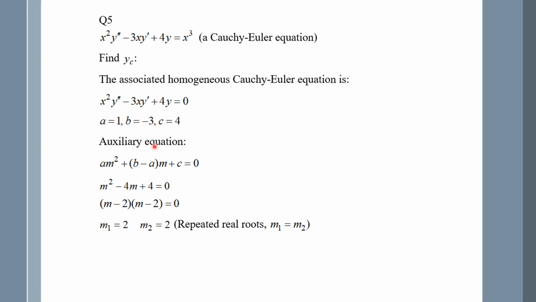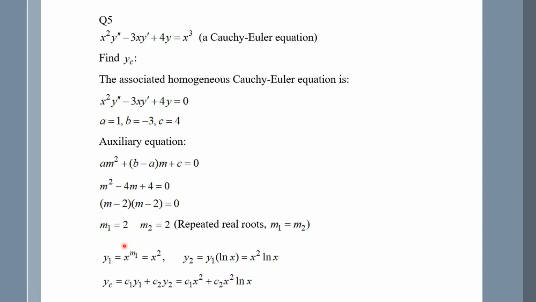Form the auxiliary equation. a equals 1, b is negative 3, and c equals 4. Substituting into the auxiliary equation, we get m squared minus 4m plus 4 equals 0. When we factorize the left side of the equation, you notice that this equation gives two roots which are real and repeated. So m1 is equal to m2.